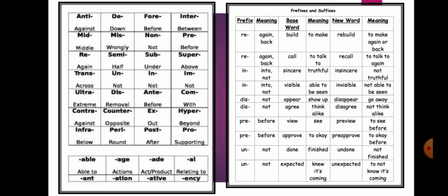Next, re means again. For example, replace, rearrange, reform, rebirth, relocate, recall, recollect, like that. And the next word is semi, S-E-M-I. Semi means half. In math, we have studied a semicircle, right? The protractor looks like a semicircle.